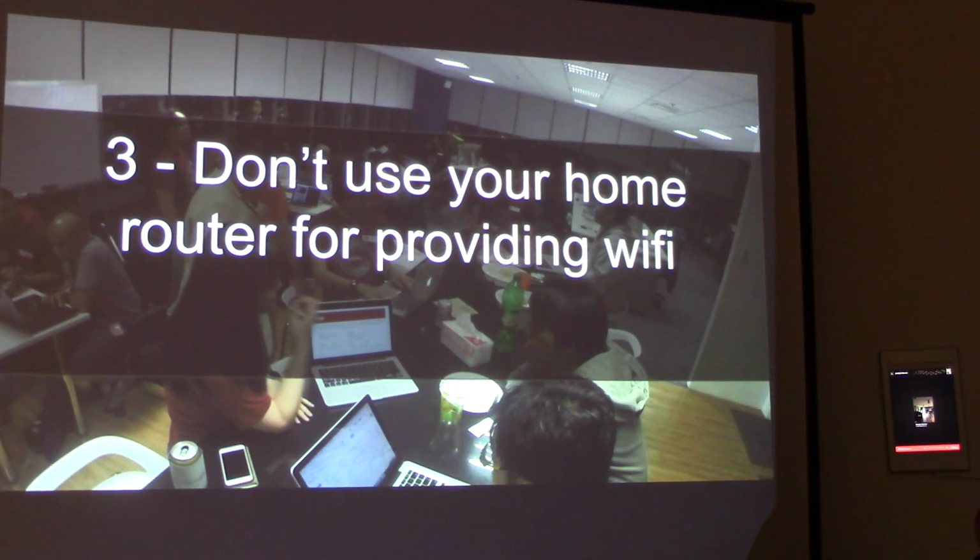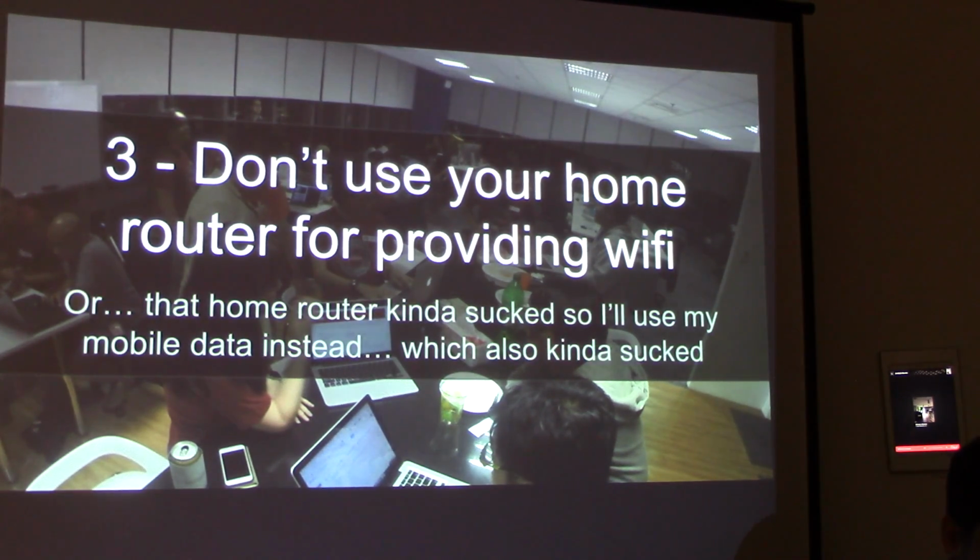Number 3, don't use your home router for providing Wi-Fi. That home router kind of sucked, so I used my mobile data instead, which also kind of sucked. We had issues where we were handing out the test data and people couldn't get into Slack, because we were using a home router meant for 5 computers when we had like 30 people on it. It was a terrible experience.